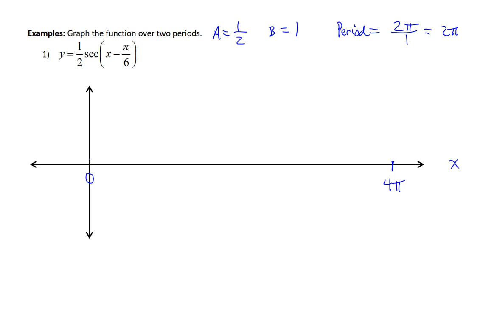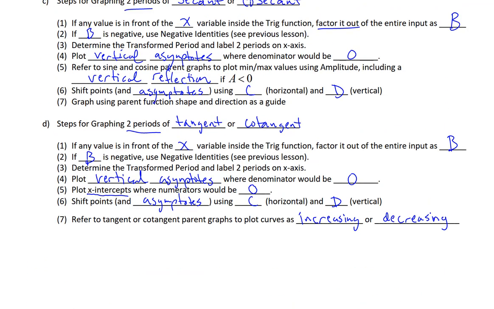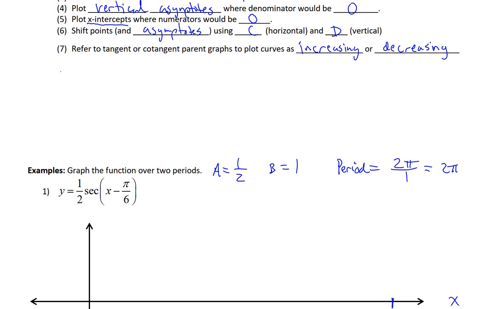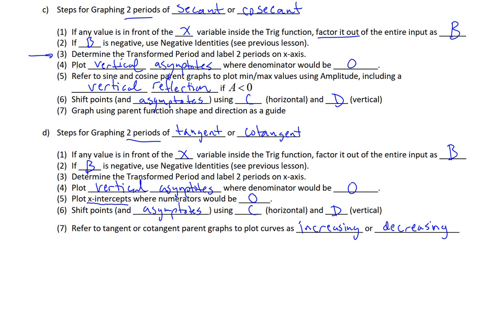And we want to be able to start putting stuff on here, but there's more to do. So all we're doing right now is just marking enough space to work with. Now, if we follow our steps above, we're doing a secant function. You'll notice in our steps for graphing 2 periods of secant, we've done all the way through step 3 at this point, because we determined the transform period and labeled 2 periods on the x-axis, right? So we know that 2 pi is our transform period. We marked 2 of them on the axis, which is now listed there as 4 pi. Okay, so let's keep going where we left off.